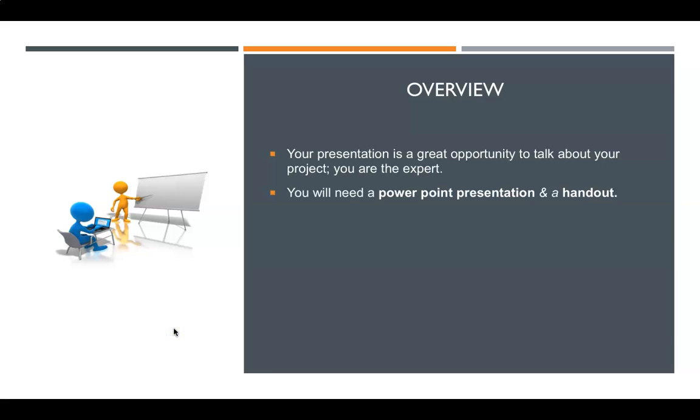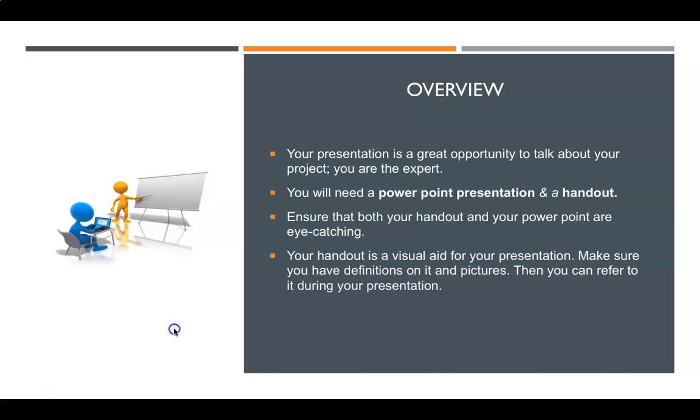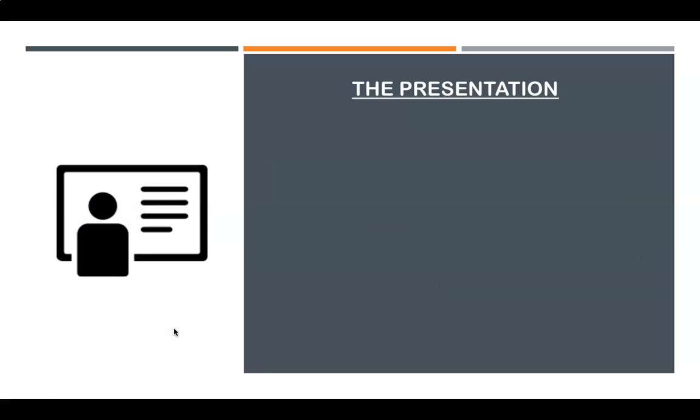So you'll need a PowerPoint presentation, and you'll also need to have a handout. Ensure that both your handout and your PowerPoint are eye-catching to draw in the listener. Your handout is a visual aid for your presentation. Make sure you have definitions on it, pictures, graphs, charts, whatever you need that is a really good visual representation of what you've found out. Then you can refer to it during your presentation.